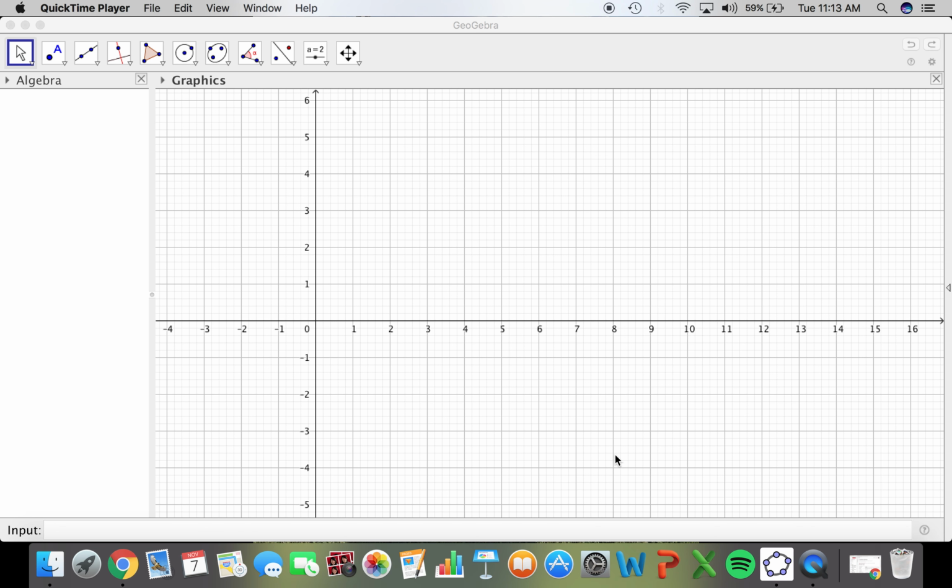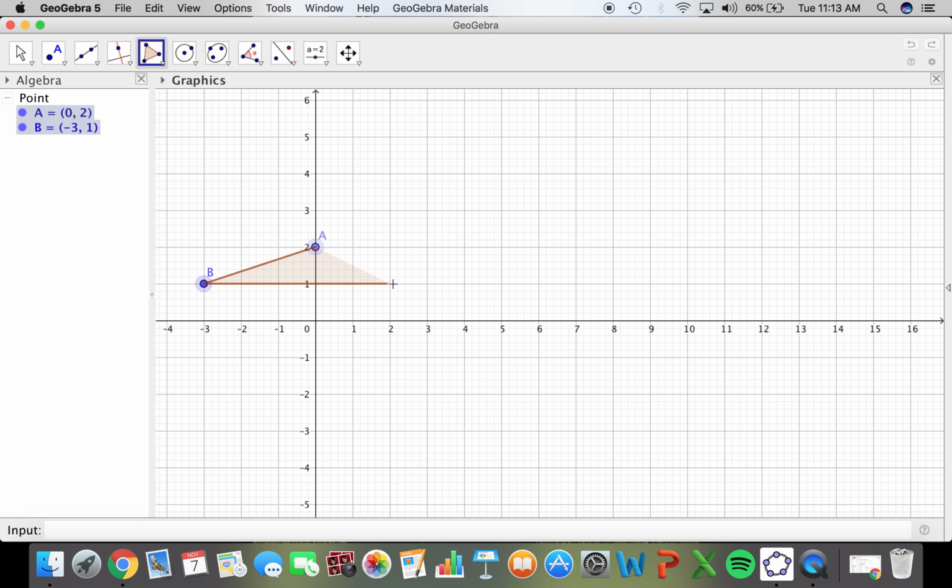So I'm using GeoGebra in the coordinate plane because I want to explore how the x and the y coordinates respond to reflections and rotations. So first I'm going to create a polygon using the polygon function. I'm just going to create a triangle. And I just want to come over here to the segment lengths to verify that this triangle is irregular. And we can see that they're all different, so this is an irregular triangle.